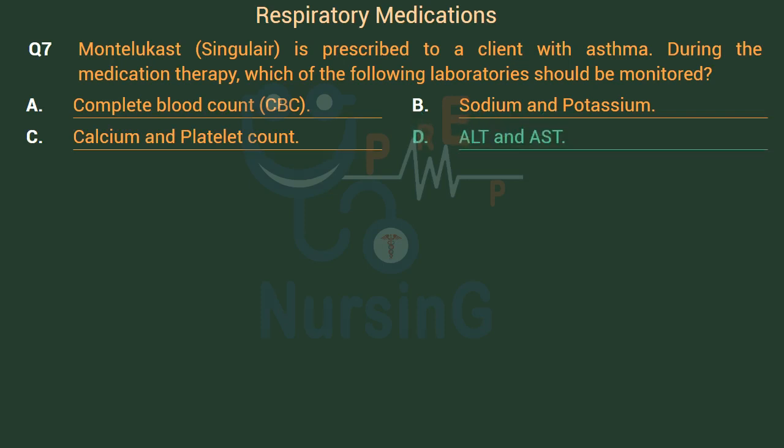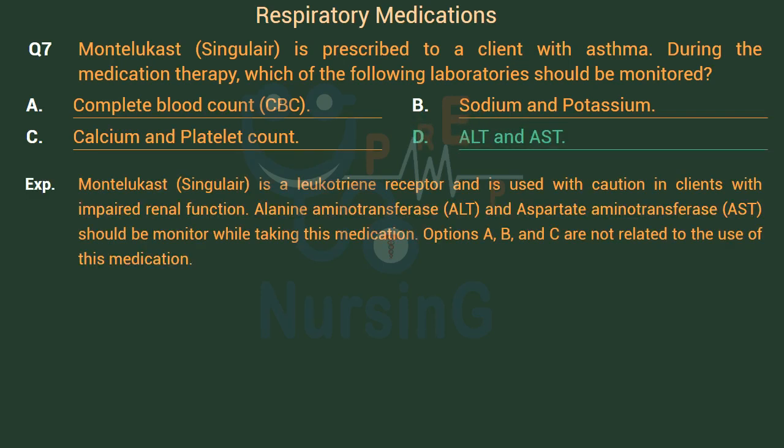ALT and AST. Montelukast, Singulair, is a leukotriene receptor antagonist and is used with caution in clients with impaired renal function. Alanine aminotransferase, ALT, and aspartate aminotransferase, AST, should be monitored while taking this medication. Options A, B, and C are not related to the use of this medication.